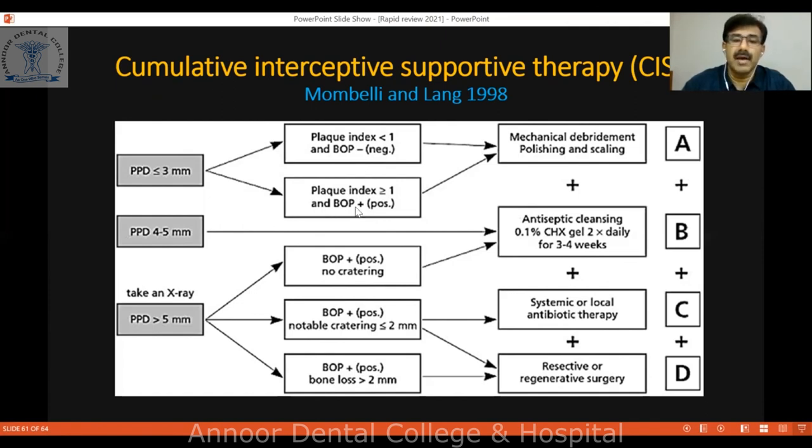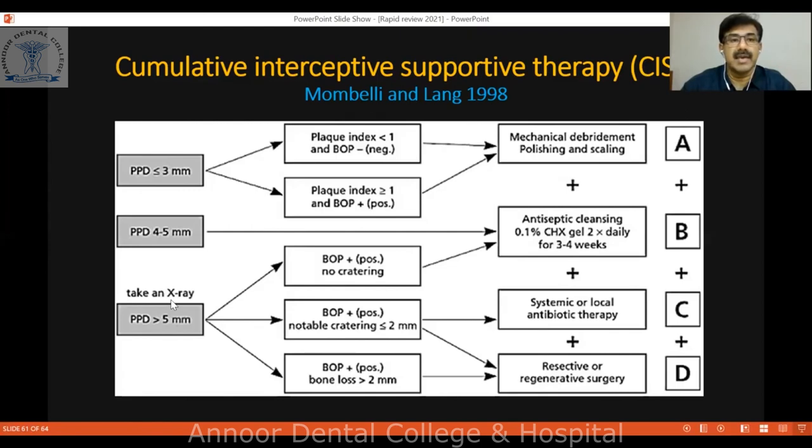Now, if you have slight bleeding on probing also, that's the same thing, okay? Then if you have a pocket depth of about 4 to 5 millimeter, now this was an old protocol, but this has to be modified slightly as per the new criteria on which you base your probing depth. In case you have a deeper sulcus, if you find that your pocket depth is increasing, then along with this, you can give an antiseptic cleaning. And the recommended chlorhexidine gel twice daily for about 3 to 4 weeks. And this is protocol B. So in case of increasing pocket depth, regular treatment, that is A, plus B, you can combine.